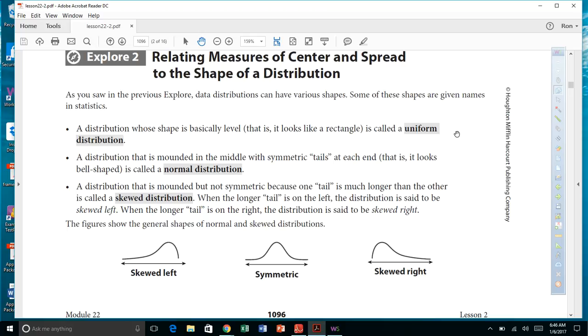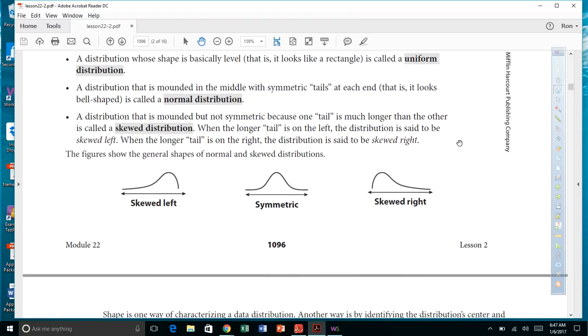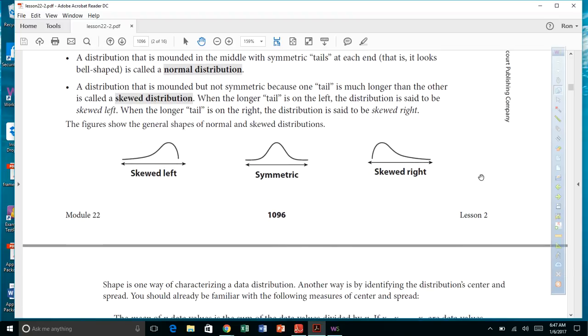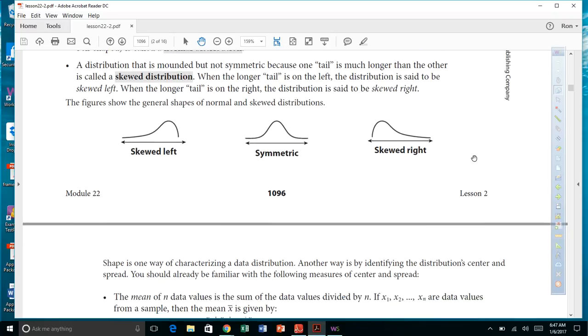A distribution that is mounded but not symmetric because one tail is much longer than the other is called a skewed distribution. When the longer tail is on the left, the distribution is said to be skewed left. When the longer tail is on the right, the distribution is said to be skewed right. The figures show the general shapes of normal and skewed distributions. All right.